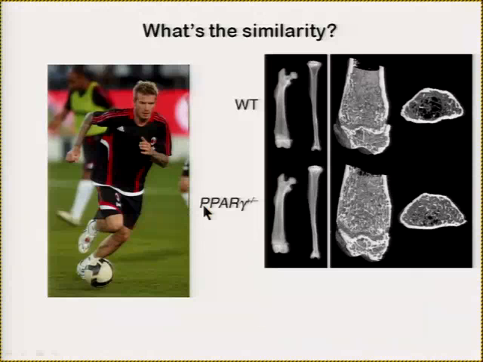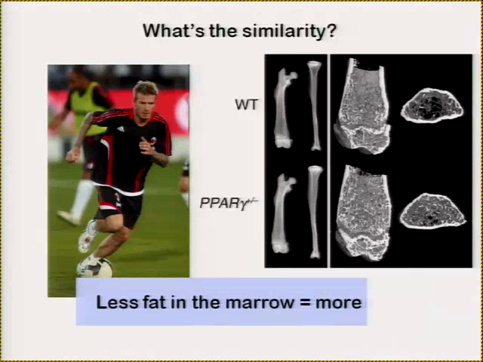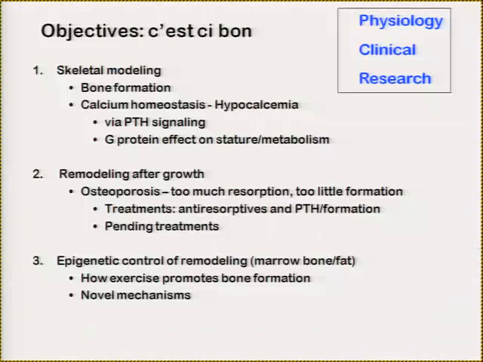That's the same thing that's happening to David Beckham's bones. His bones have more bone and less fat in the marrow cavity. So the similarity between David Beckham and the PPAR heterozygote knockout mouse is that they have less fat in the marrow and more bone. So we're going to have, as I said, 3 subjects. We're going to talk about skeletal modeling, skeletal remodeling, and epigenetic control, in our case, exercise, of modeling and remodeling.